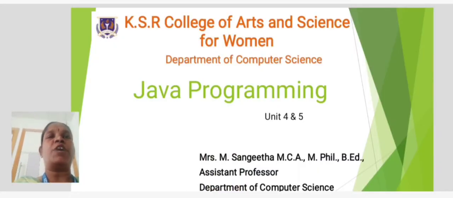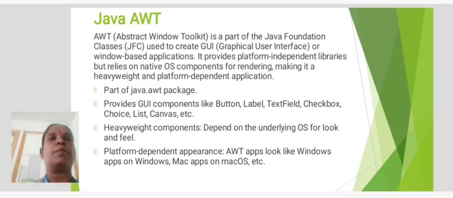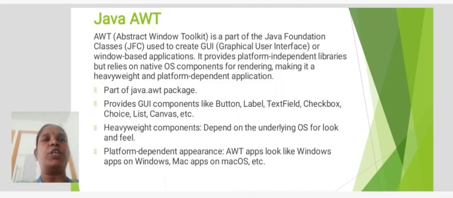Today we learn about Java programming. Java AWT. AWT means Abstract Window Toolkit. It is a part of Java Foundation Classes used to create graphical user interface or window-based applications. It provides platform independent libraries but relies on native OS components, rendering it a heavyweight, platform dependent application.